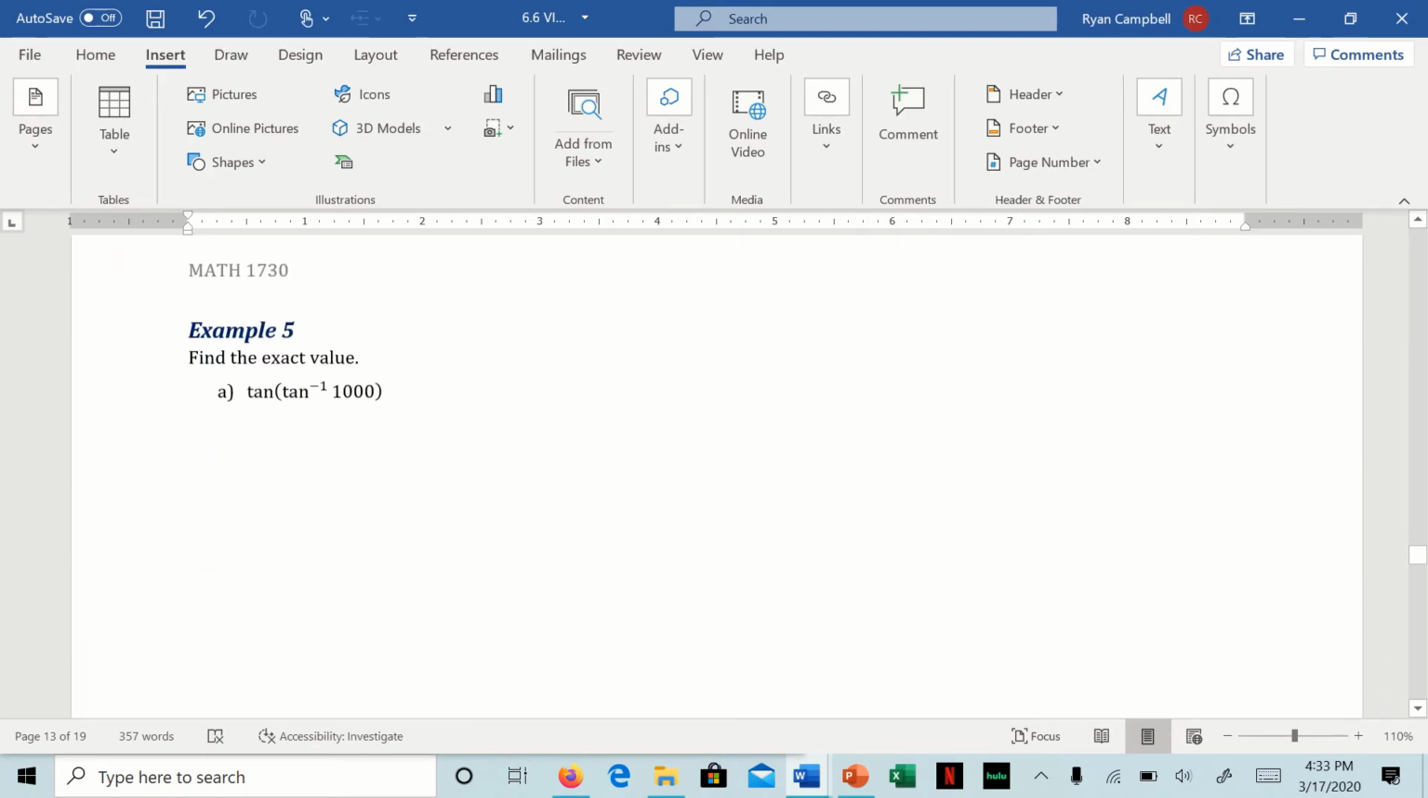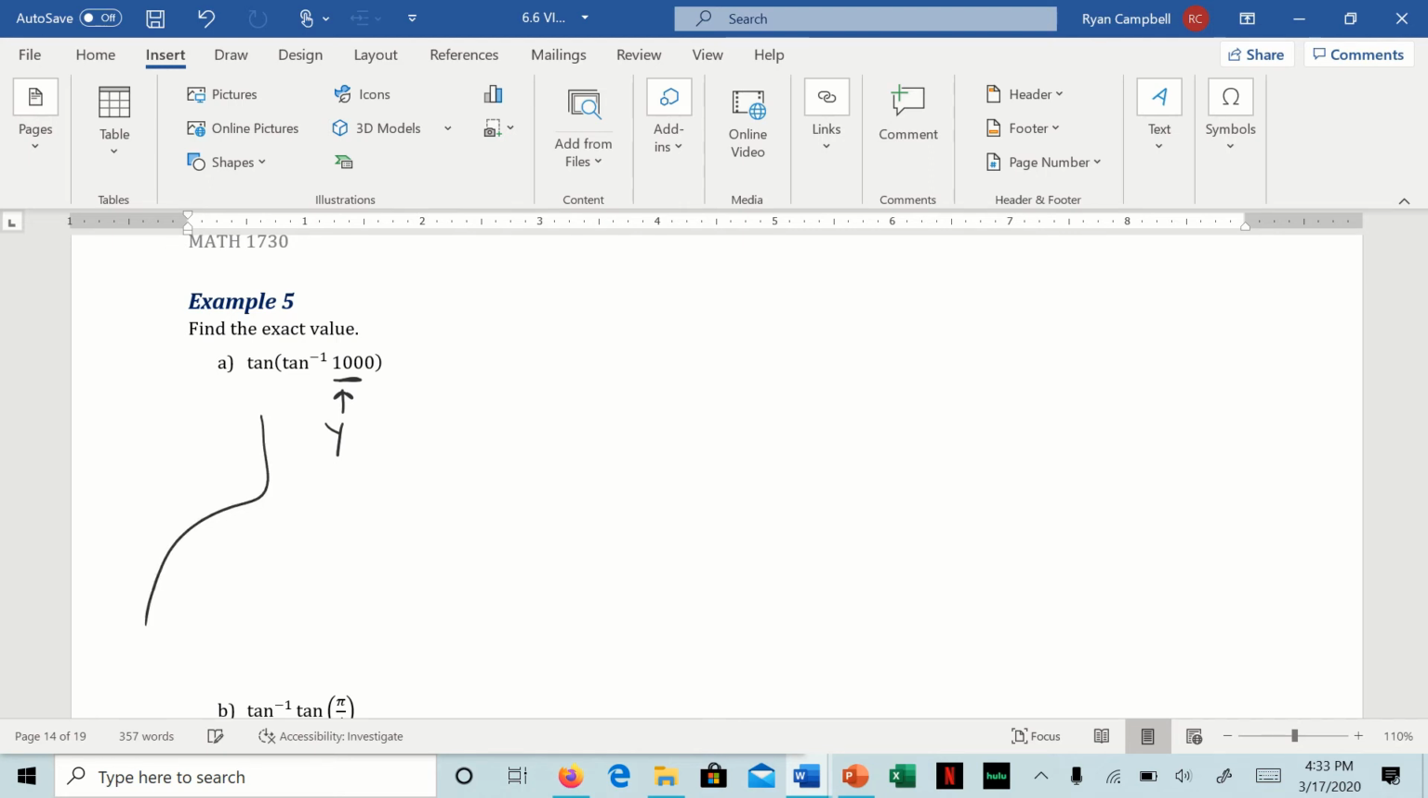All right, so let's find this. Tangent of inverse tangent of 1,000. So 1,000 is going into the inverse tangent, which means this is a y value. We said y values can be anything on that tangent graph. So the answer is 1,000, and we're done.